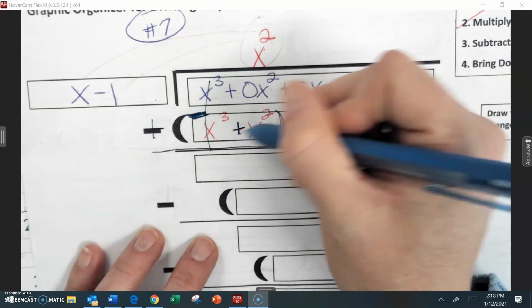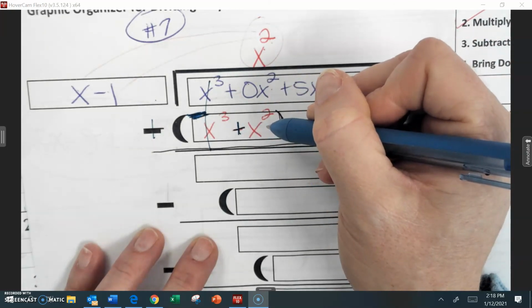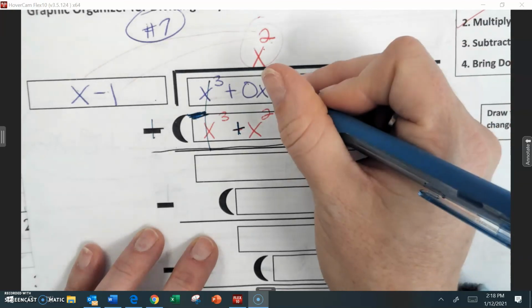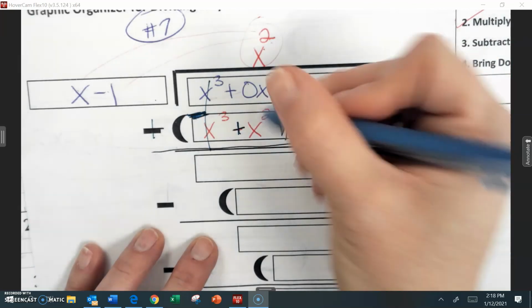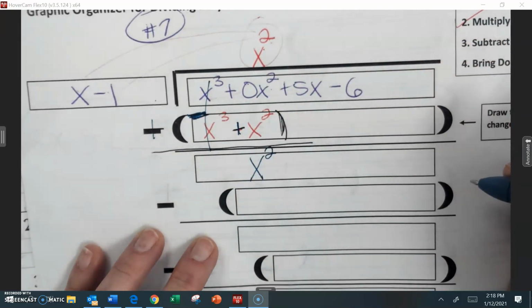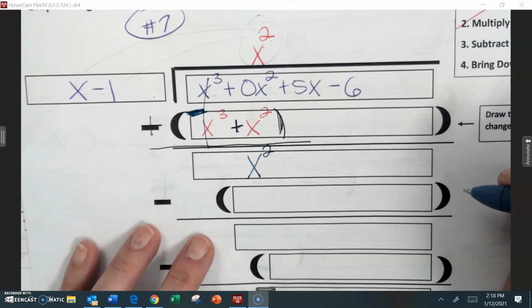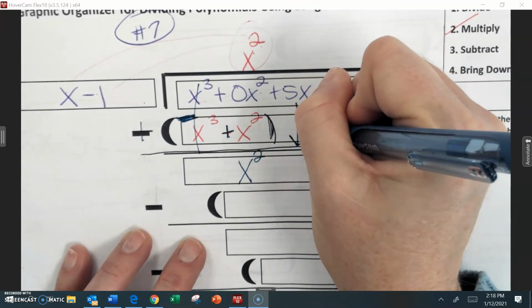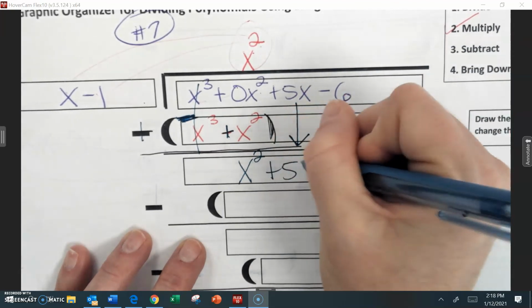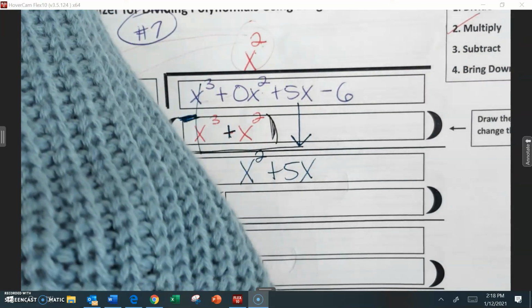0x squared plus x squared. What's that going to be? 0x squared plus a 1x squared is 1x squared. Okay? Now, you can only bring down one thing at a time. So that's an error that I saw earlier. So we'll pick this up on the next video.